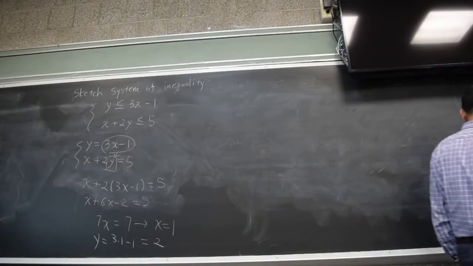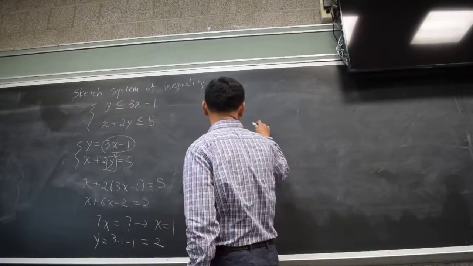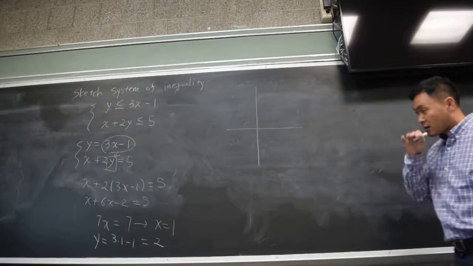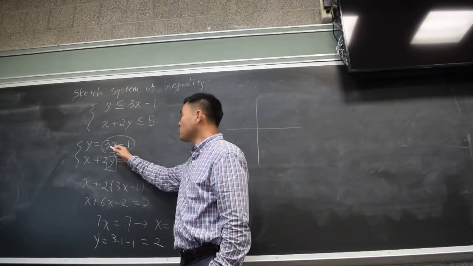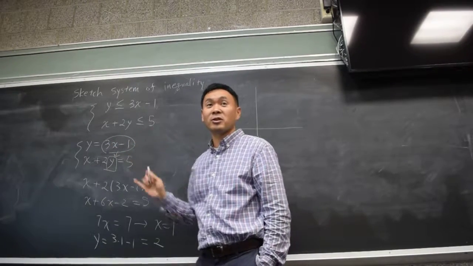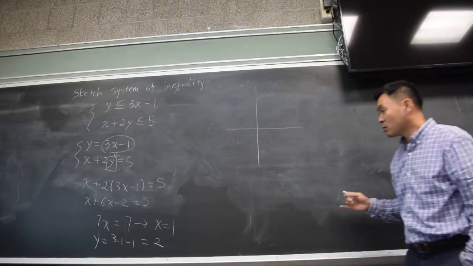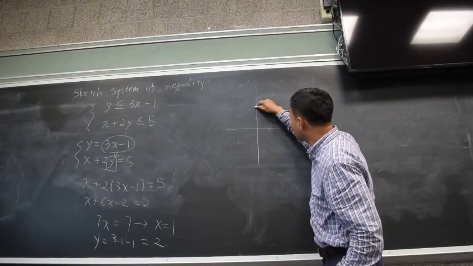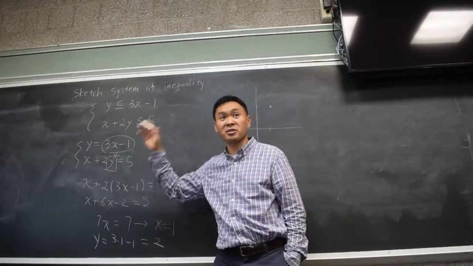Now second, I need to draw these two graphs. This one's kind of easy, right? You can use slopes and also y-intercept to draw this. But let's try to just use 2 points. Okay, so let's see, (1, 2). Where's that? Let's say 1 and then (1, 2). (1, 2) is here. That's the point on both of these lines.